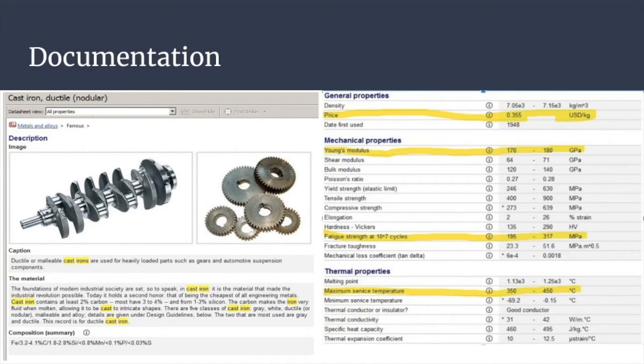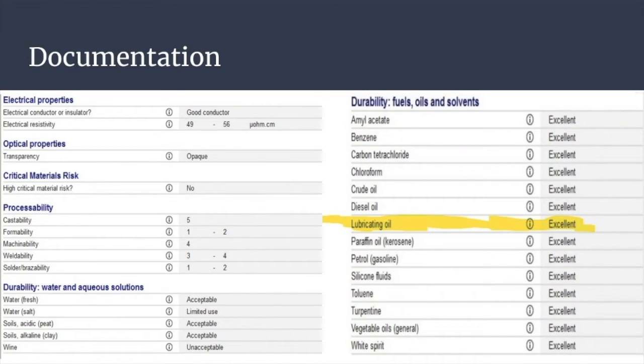The cast iron ductile nodular had a high Young's modulus at around 170 to 180 gigapascals, was cheap at 0.355 US dollars per kilogram, had a high fatigue strength at 195 to 317 megapascals, and a high maximum surface temperature at 350 to 450 degrees Celsius. It was also very durable in many solutions, but especially in fuels and oils. Since it will be in the engine, it will have a lot of lubricating oil, and it is excellent at being durable in lubricating oils.